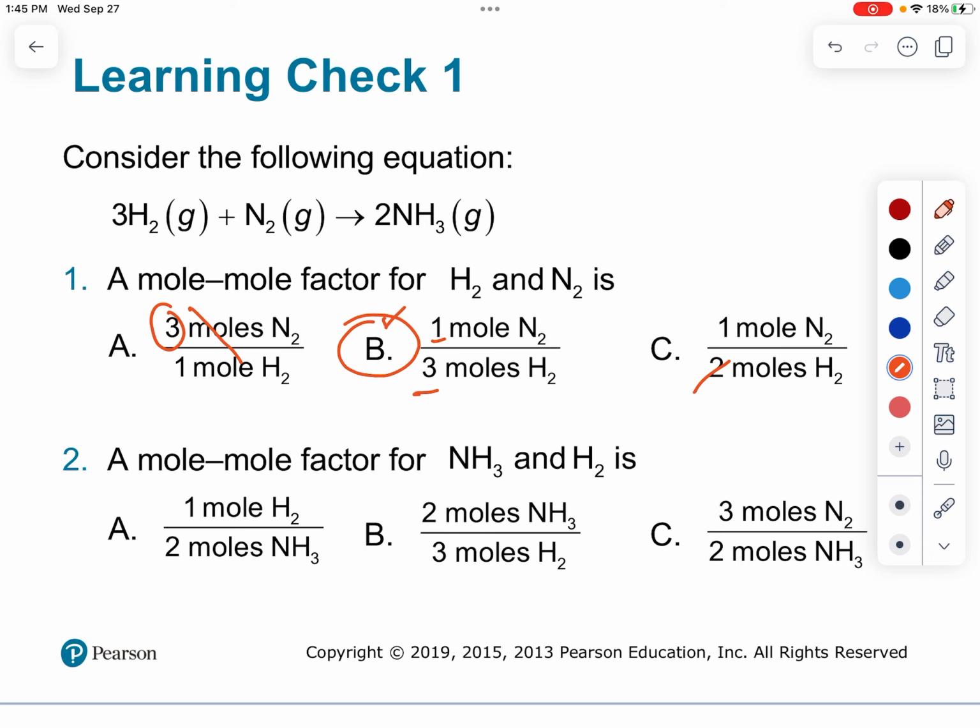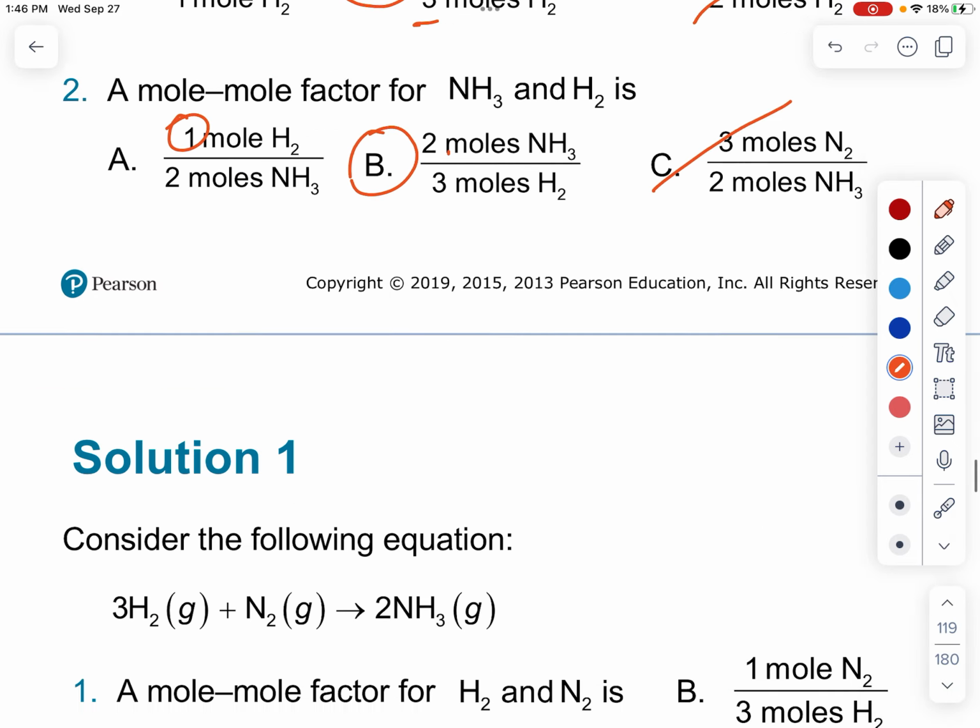And we could also have multimole factors between reactants and products. And so if we're looking for a multimole factor between ammonia and hydrogen, it would not be this one because hydrogen does not have a coefficient of 1. This one would be okay. 3 moles of hydrogen make 2 moles of ammonia, and this one has the coefficients wrong, so it would be B.